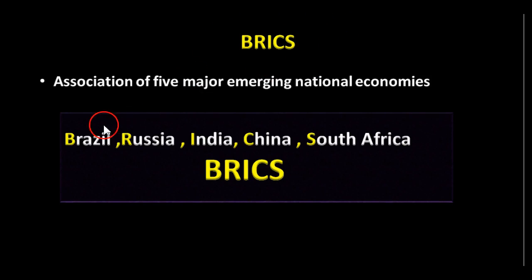BRICS stands for Brazil, Russia, India, China and South Africa. An association of 5 major emerging national economies, which challenges the existing world economic order dominated by developed countries. Why was BRIC formed? What was the background?